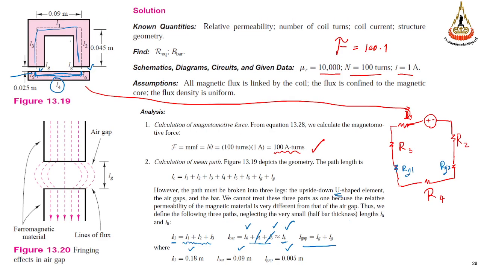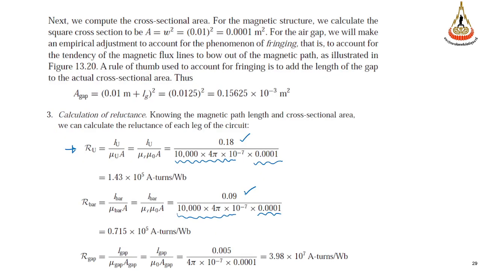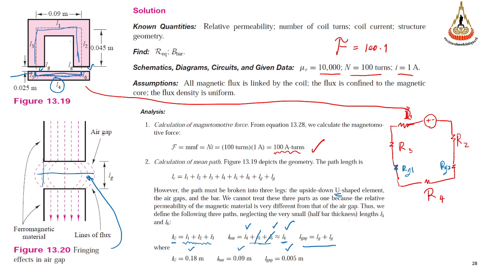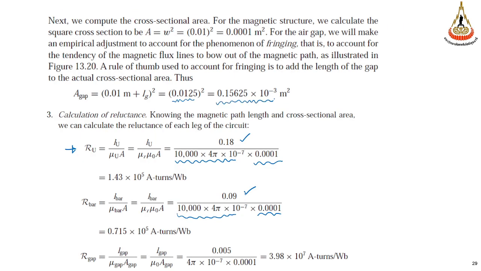In this case, we calculate the effect of the fringing effect right here. For the area of the air gap part, we calculate it by 0.01 meter plus the length of the air gap, squared. Sometimes we can just approximate this as 0.0015625, but the air gap, in fact, is 0.0001. We can approximate to this value.